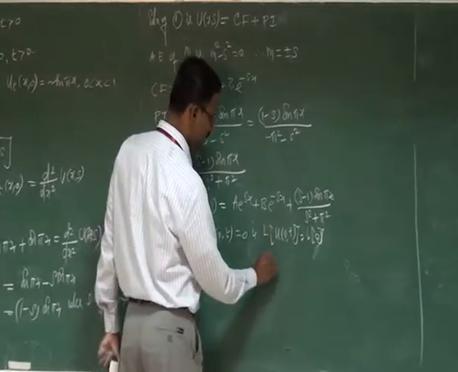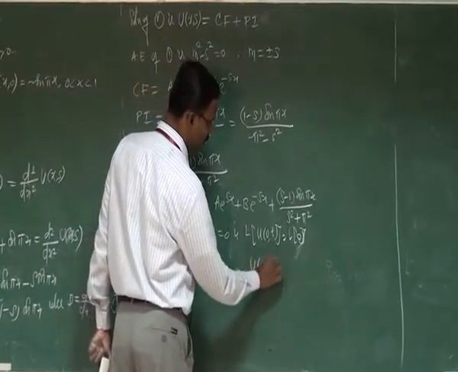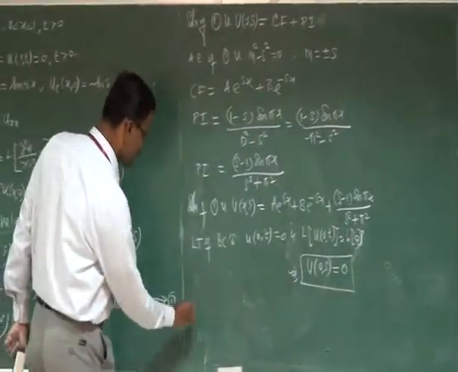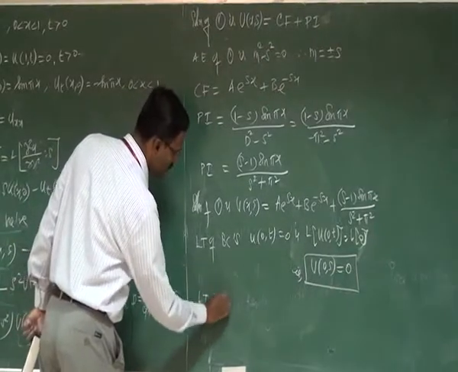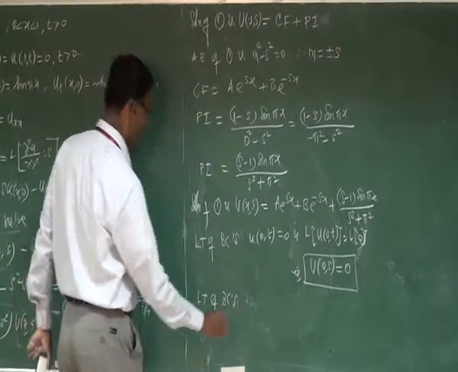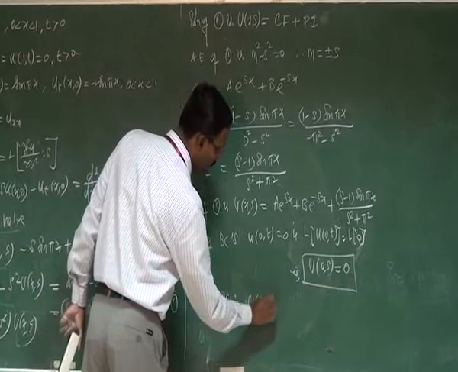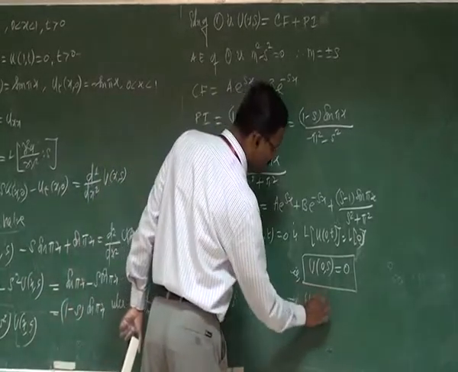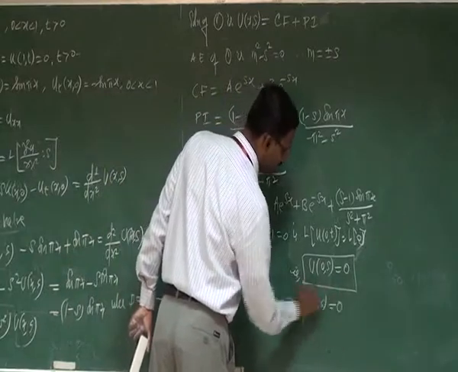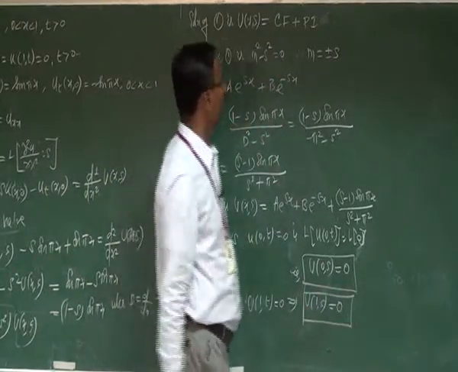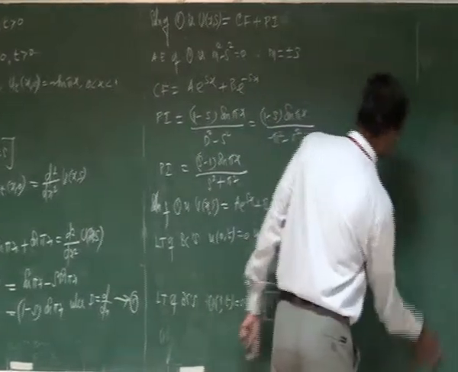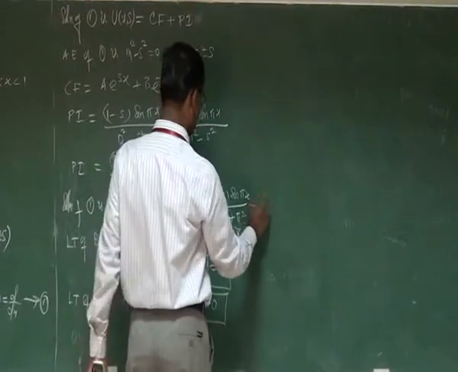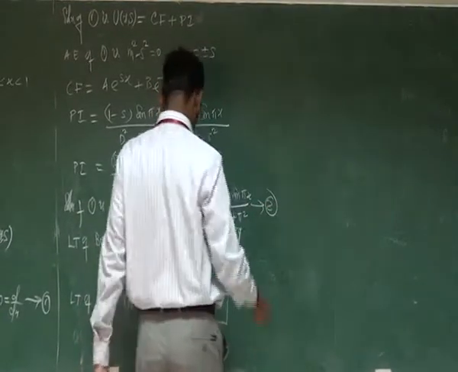That is, it implies u of 0 comma s is equal to 0. Next one, the Laplace transform of the boundary condition u of 1 comma t equal to 0 implies u of 1 comma s equal to 0. Now, take it as equation number 2.